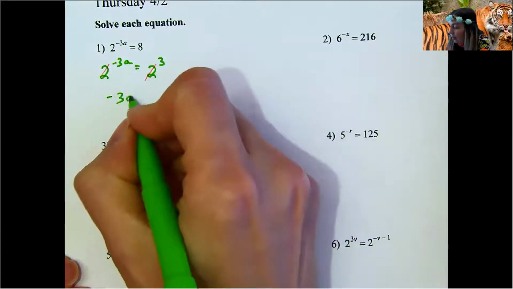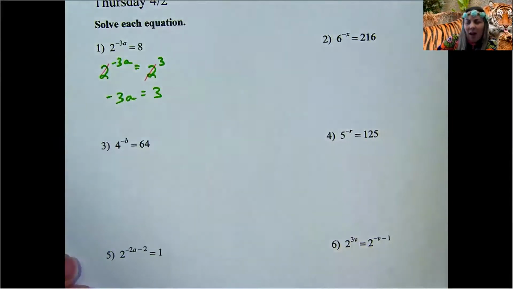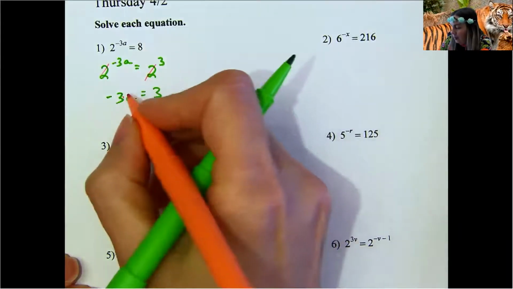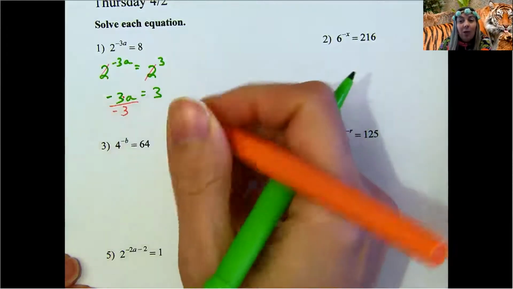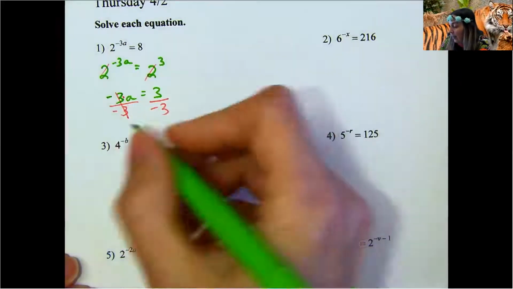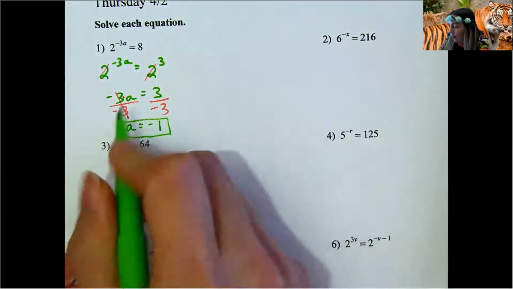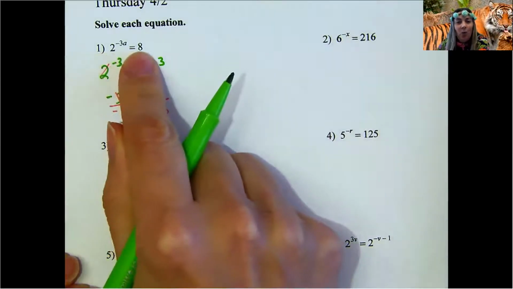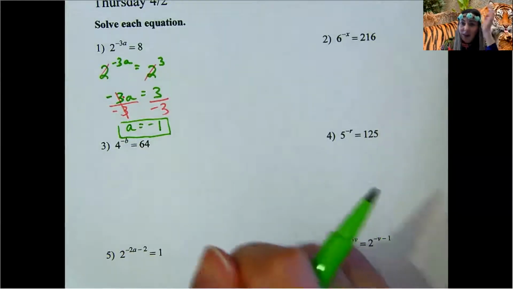So you have this negative 3a equals 3. So to solve this, what is the opposite of times, right? Negative 3 times a, we're going to peel that off with division. And what you do to one side, you do to the other. So 3 divided by negative 3 is negative 1. The end. So this graph intersects y equals 8, which is a flat line, at negative 1 on the x-axis.